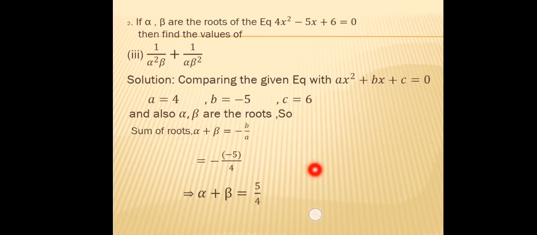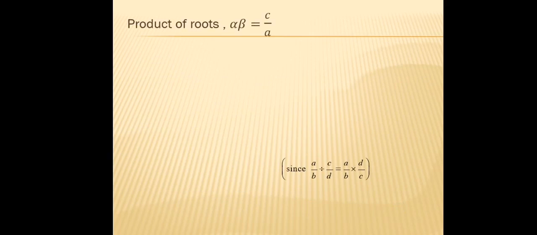Next is the turn of finding the product of roots. Product of roots, that is alpha beta is equal to c by a. While putting the values of c and a, we just get 6 divided by 4, which will become 3 divided by 2.